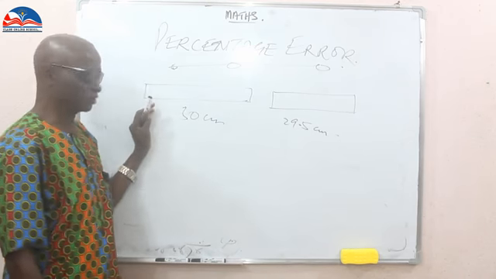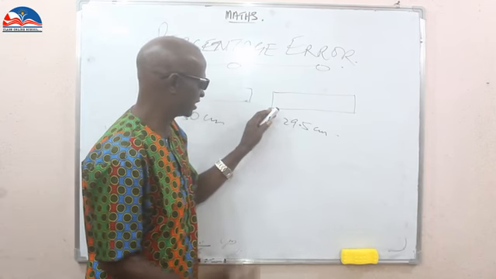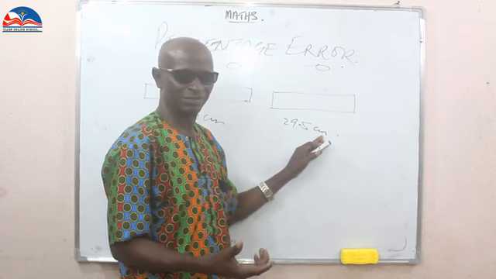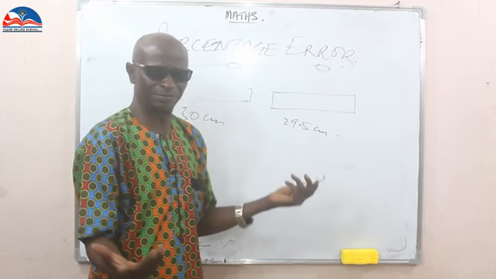One, a ruler measures 30 cm. The teacher asks them to measure it. A student measures his or her own as 29.5 cm. There's an error already. Now convert this error to percentage. That's the idea of percentage error.